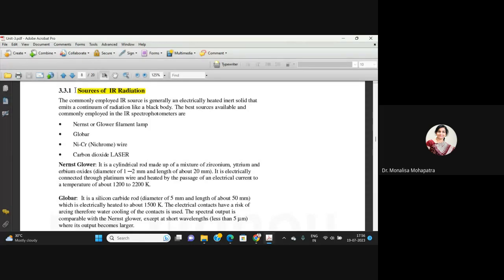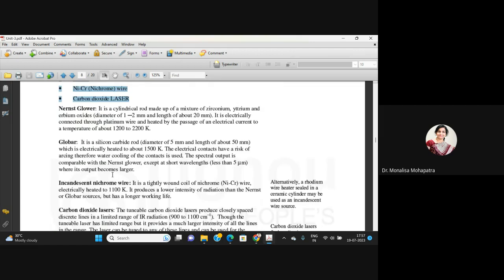Yesterday, if you remember, for the UV visible absorption spectrophotometer, we used as the source the deuterium and tungsten lamp, and tungsten halogen also. Tungsten halogen will cover all the things, but here the sources of IR radiation are the Nernst or Globar filament lamp, Globar, nichrome wire, carbon dioxide laser. All of these can be used as an IR radiation source.